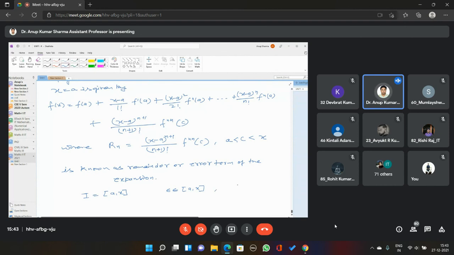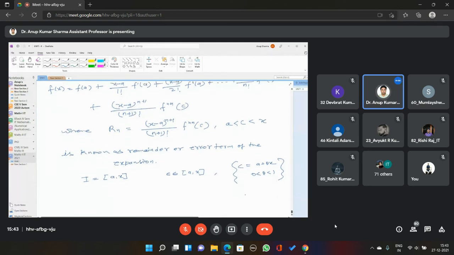Sometimes c may be written as c is equal to a plus theta x, where theta lies between 0 and 1. In some books they write c as a plus theta x, where theta is a fraction of one. So what could we take, the lower limit or the upper limit?